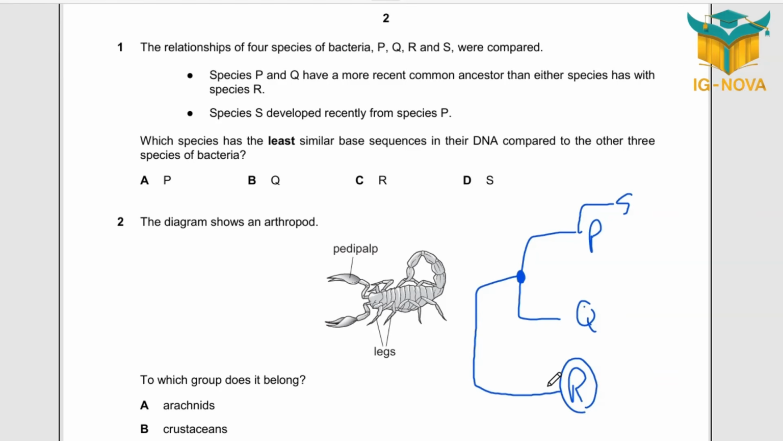that means you have a distant ancestor, not a recent ancestor. And if you have short distance from a branching point, that means you have a good relation or a recent common ancestor. So the question asks which one has the least similar basis with all of them? Definitely species R.